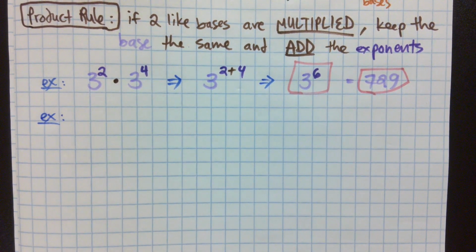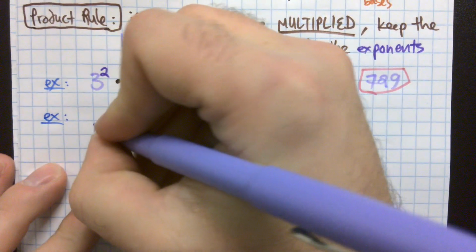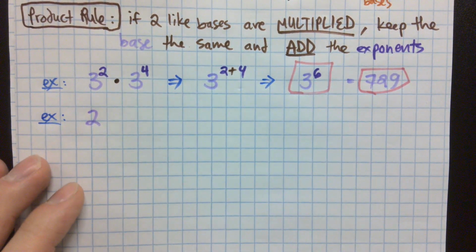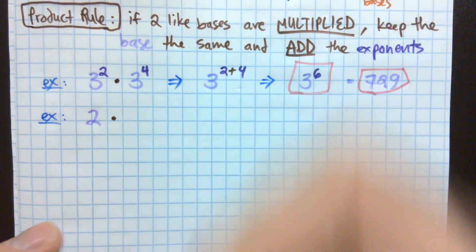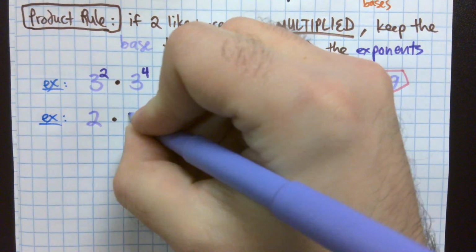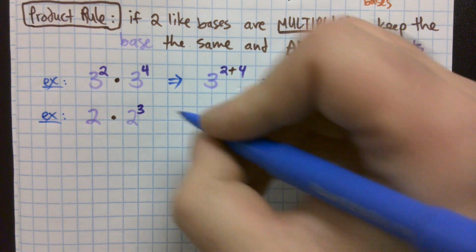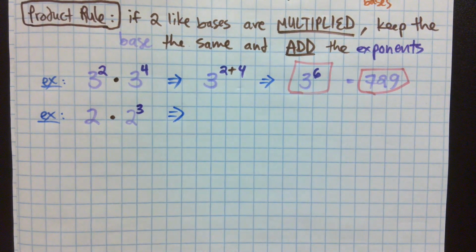Let's say we have 2 times 2 to the power of 3. Make sure we're writing, fellas. Yes, sir. Perfect. 2 times 2 to the power of 3.